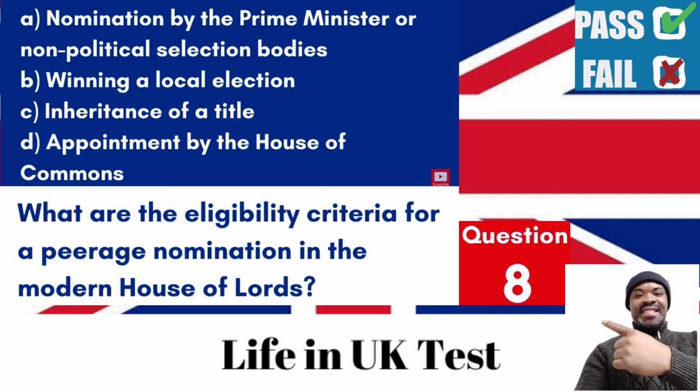Question 8. What are the eligibility criteria for a peerage nomination in the modern House of Lords? A. Nomination by the Prime Minister or non-political selection bodies. B. Winning a local election. C. Inheritance of a title. D. Appointment by the House of Commons.